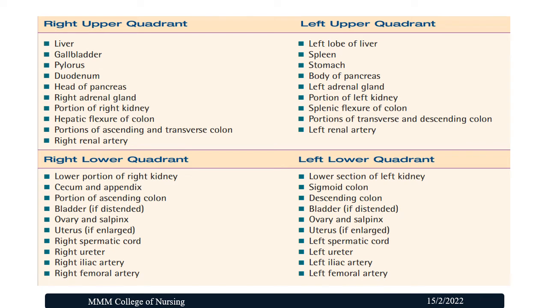This slide gives an overview of the organs in each of the quadrants.